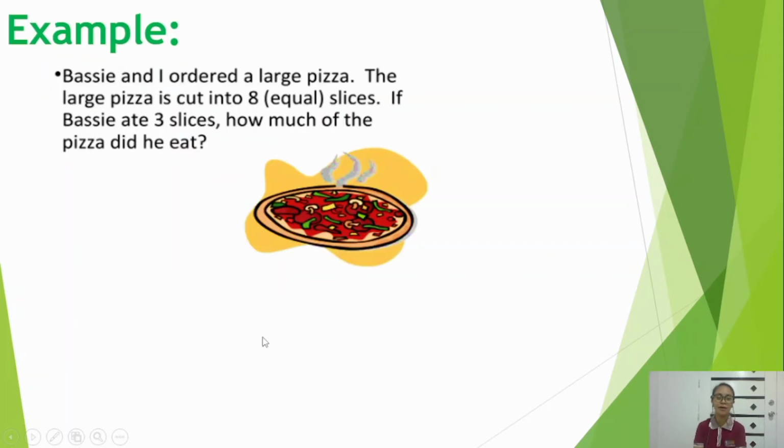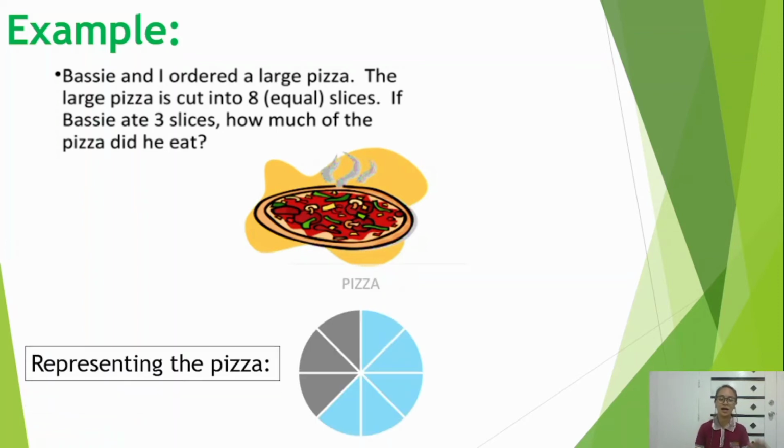Now, let us have a problem. Example is, Basi and I ordered a large pizza. The large pizza is cut into 8 equal slices. If Basi ate 3 slices, how much of the pizza did he eat? So, kinain na daw ni Basi yung 3 slices na yun. So, how much of the pizza did he eat? Ilan yung kinain ni Basi? Compared sa kabuuan ng pizza.